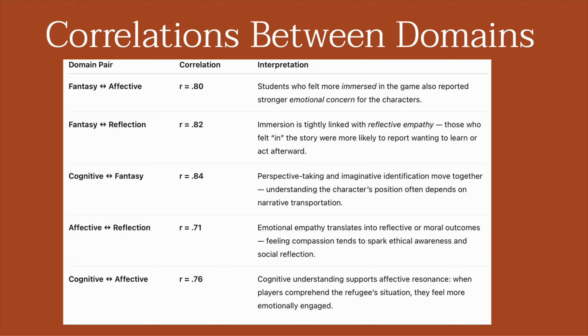And then cognitive and affective are tied together pretty well too, which means that the cognitive understanding supports affective resonance. When you comprehend the refugee situation, you seem to feel more emotionally engaged. So in short, the data shows a cohesive empathy network where immersion or fantasy acts as the bridge between understanding and feeling and reflection. Fantasy acts as the bridge between your cognition, and that helps you to feel and reflect further.